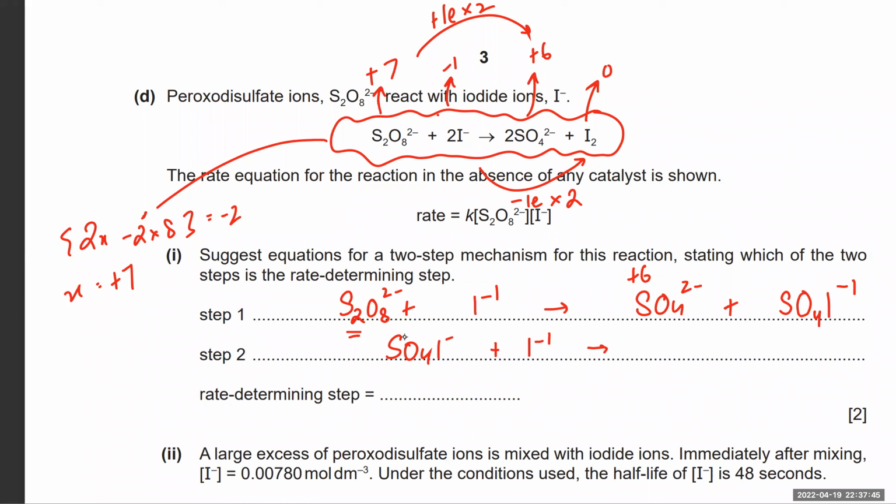So sulfur goes from +7. Sulfur over here is +7, right? So sulfur changes to +6, and it becomes SO4 minus 2 as well. And that I minus 1 also loses electrons, and you get 2 iodines in this one.